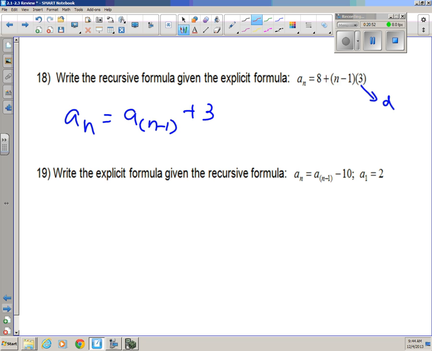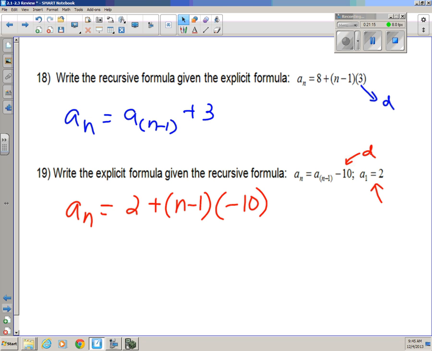Write the explicit given the recursive. So we've got our a sub 1 right here. We've got our common difference. So to write the explicit, we just have to say that for any term that I want to get to, I know the first number, and I just need one less of those common differences. Now remember, you're multiplying by negative 10. You're not subtracting by negative 10.